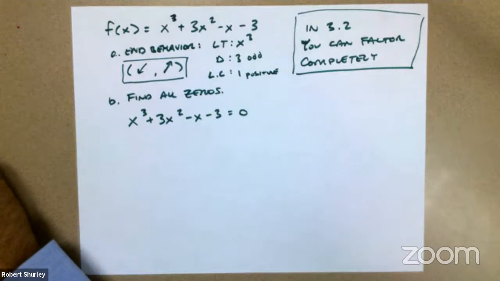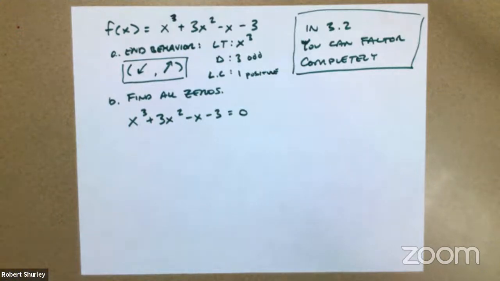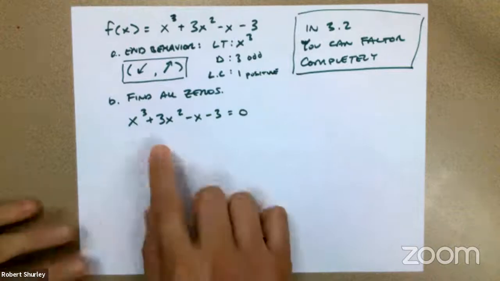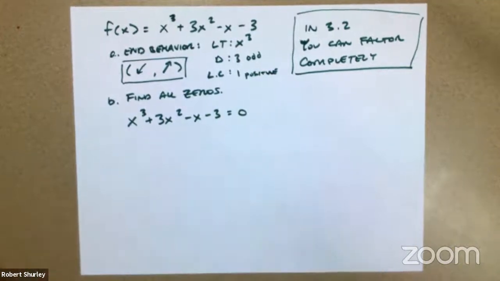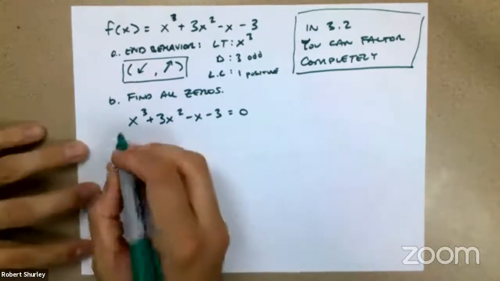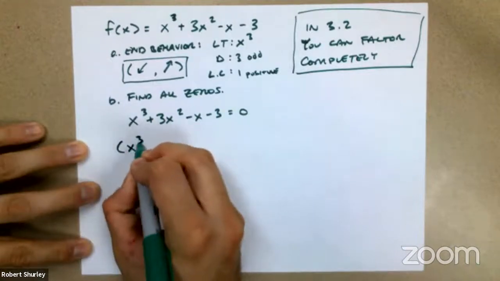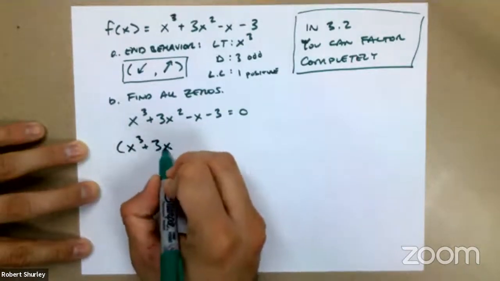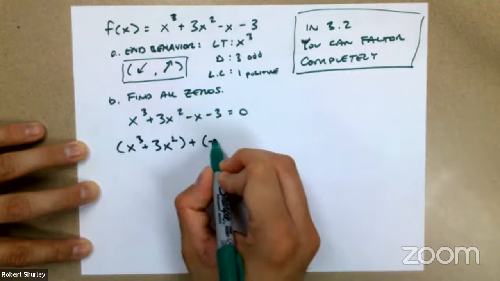Again, it's called factor by grouping. If we had 4 terms, we're going to do factor by grouping. And remember, factor by grouping, you set the first 2 together, and then you set the last 2 together.